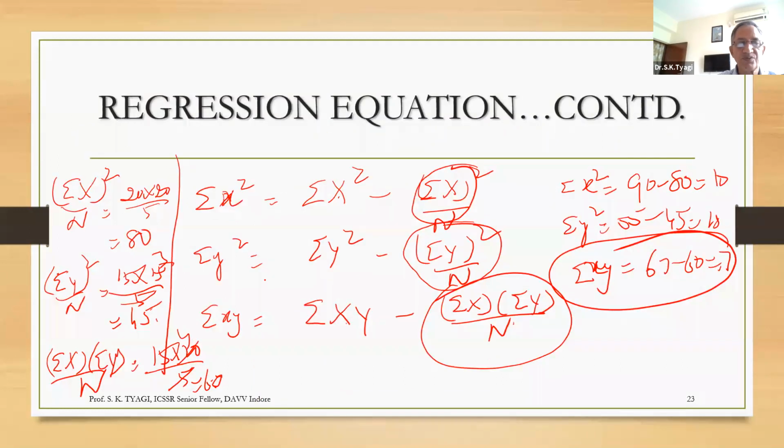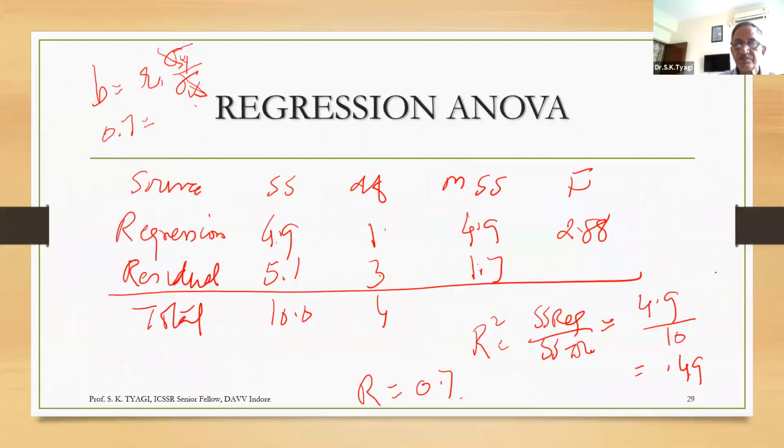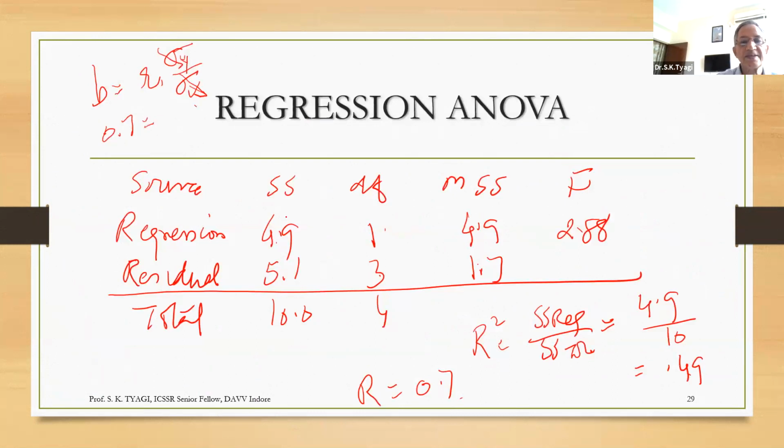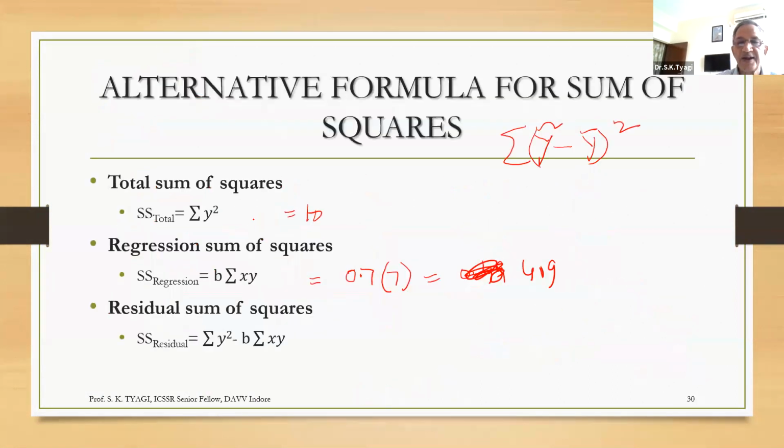Yeah, this one is sigma xy. 7, 7. Sigma xy is 7. So 0.7 multiplied by 7 is 0.49. No, sorry, 4.9. SS regression is 4.9. And SS residual is total 10 minus 4.9, which is equal to 5.1.